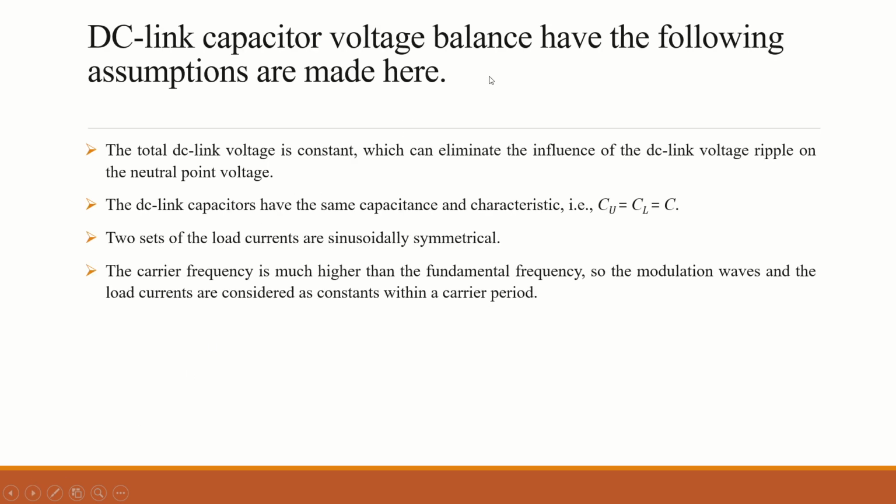For DC link capacitor voltage balance, the following assumptions are made. How can we make the DC link capacitor voltage balance? The total DC link voltage is constant, which can eliminate the influence of the DC link voltage ripple on the neutral point voltage. The DC link capacitors have the same capacitance and characteristics, that is, upper capacitor Cu equal to Cl equal to C. Two sets of the load currents are sinusoidally symmetrical. The carrier frequency is much higher than the fundamental frequency, so the modulation waves and the load currents are considered as constants within a carrier period.